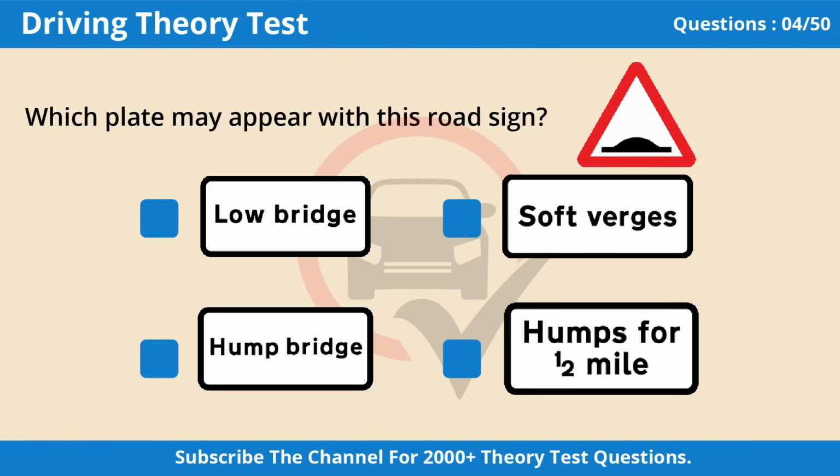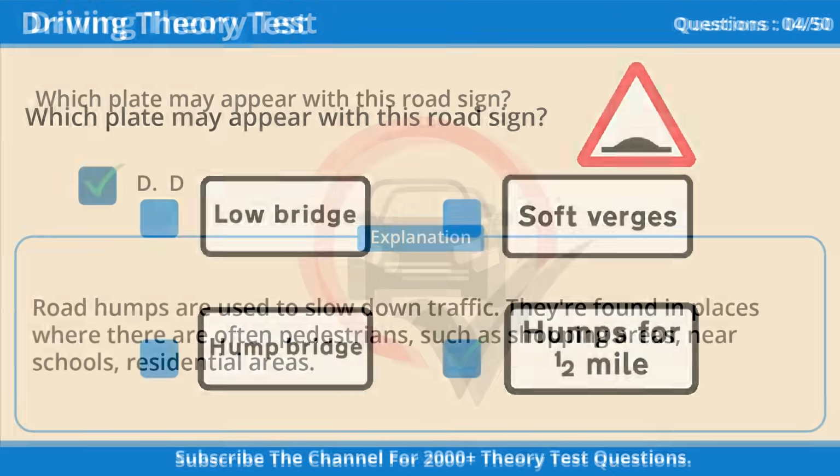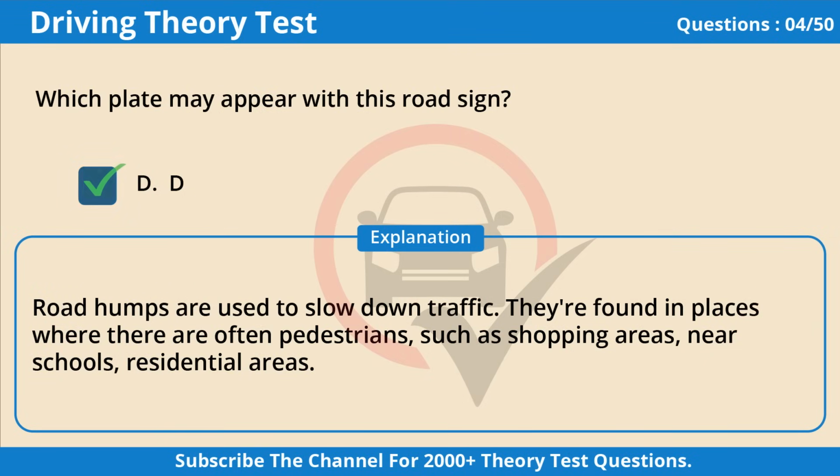Question 4. Which plate may appear with this road sign? D. Road humps are used to slow down traffic. They're found in places where there are often pedestrians, such as shopping areas, near schools, residential areas.